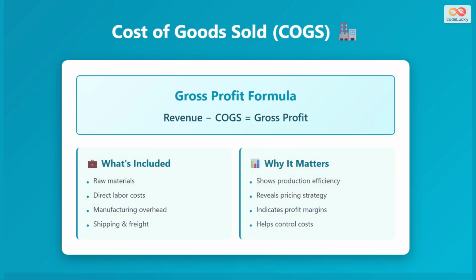Cost of goods sold, or COGS, represents the direct costs of producing the goods or services you sell. This includes raw materials needed for production, direct labor costs for workers who create the product, manufacturing overhead like factory utilities, and shipping and freight expenses. The formula for gross profit is revenue minus COGS. Understanding COGS is crucial because it reveals production efficiency, shows whether your pricing strategy is working, indicates your profit margins, and helps identify opportunities to control costs and improve profitability.